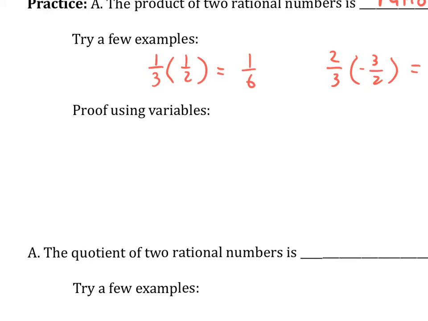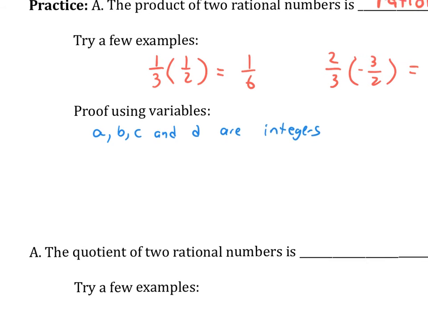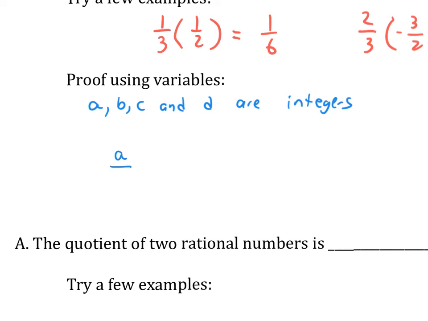Let's construct some rational numbers using integers. A, B, C, and D are integers. So I'm going to create some rational numbers and multiply them together. So our first one, A over B, times, because I'm doing a product, C over D. AC over BD. Remember that multiplying fractions is less complicated than adding fractions. So all we do is multiply straight across.